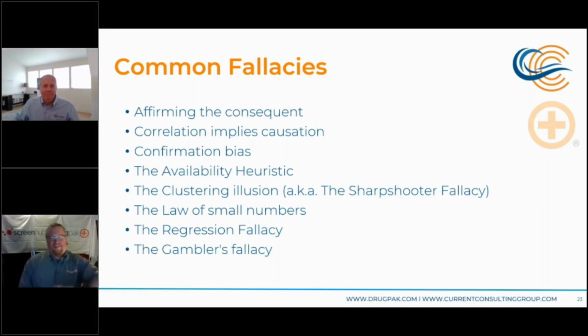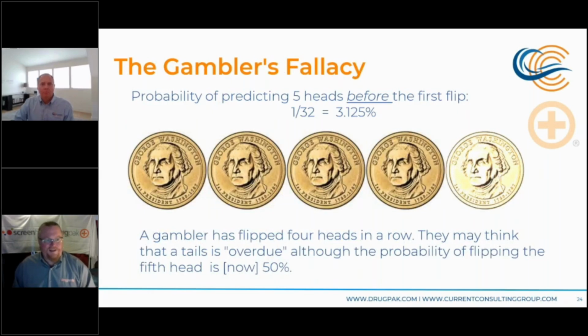And so finally we have the gambler's fallacy. This is really pertinent to random selections because it talks about our expectations about sequences of random events. Next slide, please. The gambler's fallacy works like this. Let's say gamblers know that the probability of predicting 5 heads in a row before the first flip is 1 in 32. The chances of getting 5 in a row is 1 in 32.